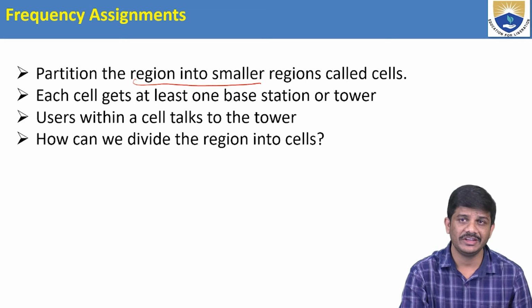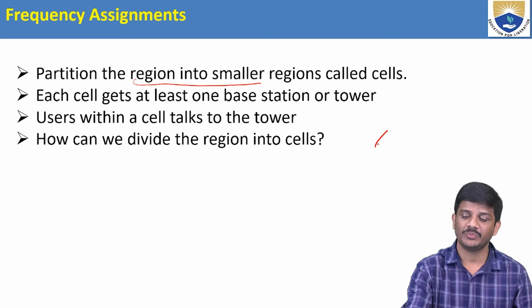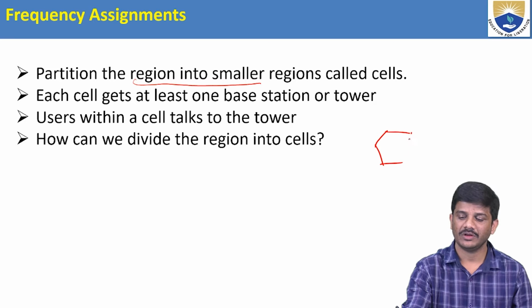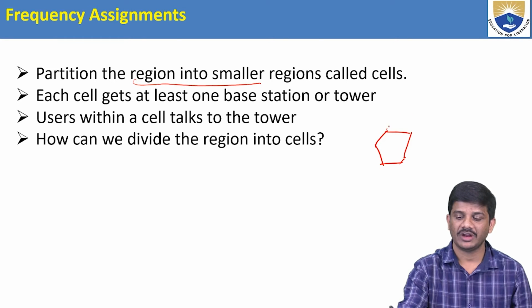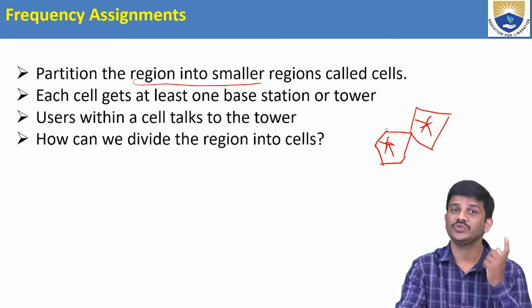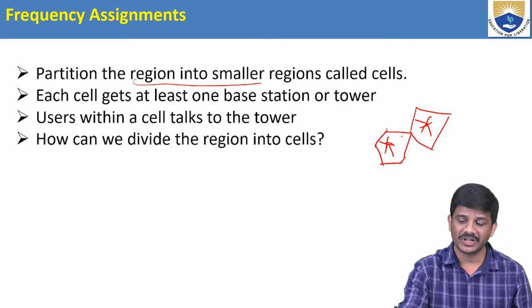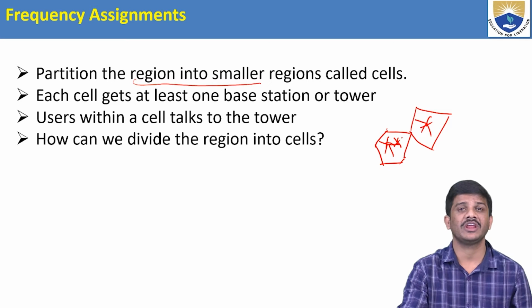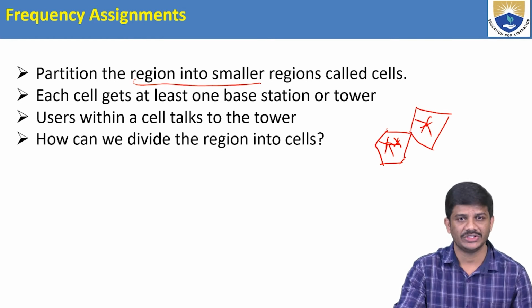Each cell gets at least one base station. For example, here this is one cell, and here we have another cell. Each cell has one base station, at least one base station. Whenever we use the frequency reuse concept, we can place another base station with the same radio channel. That is the concept of frequency reuse.